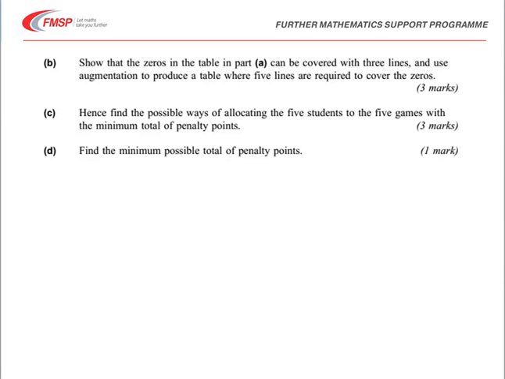The question then carries on and asks us to show that we can cover the zeros in 3 lines, and asks us to continue using the algorithm to augment the table to the point where 5 lines are required to cover the zeros. And it says, hence find possible ways of allocating the students to the games with the minimum number of points, and for us to actually state what that minimum is. In other words, to go through and complete the algorithm for this particular table of values.